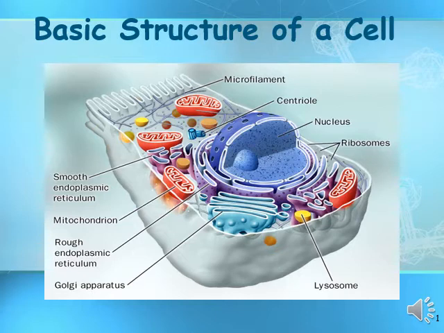Here you can see the different types of organelles. Here are the lysosomes. Here we can observe ribosomes. Here is the nucleus. We can see here centriole. This is microfilament. This is the smooth endoplasmic reticulum. This is mitochondria. This is the rough endoplasmic reticulum. This is Golgi apparatus.